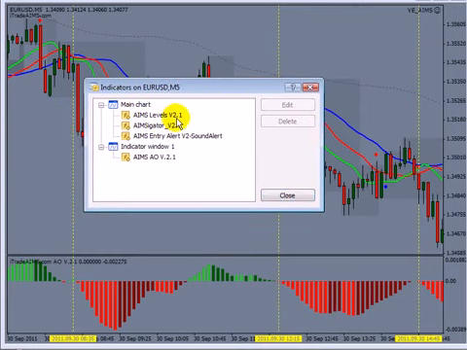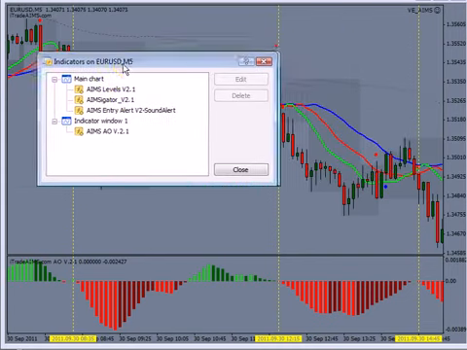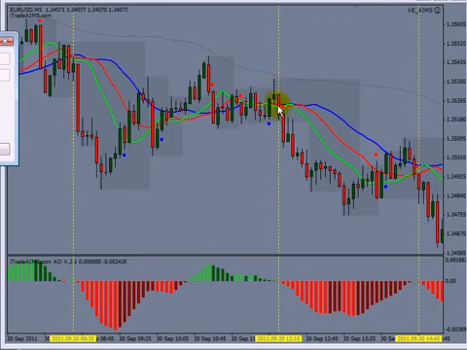We have AIMS level, AIMS indicator, AIMS entry alert, and AIMS AO. AIMS levels is the gray shaded area. The gray shaded area is based on a fractal indicator, Bill Williams fractal. A fractal is a formation of candles in which, whenever you have 5 candles and the middle one has the highest high, or the middle one has the lowest low, you have these fractals printed.